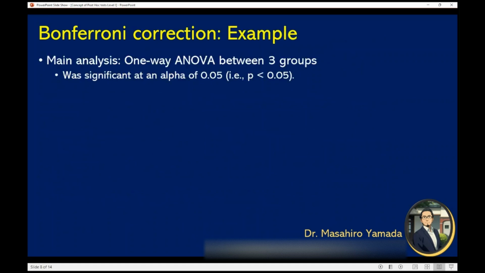So, for example, let's say in the main analysis, you chose to do a one-way ANOVA and you had three groups, and the test came out to be significant when you set an alpha as 0.05.